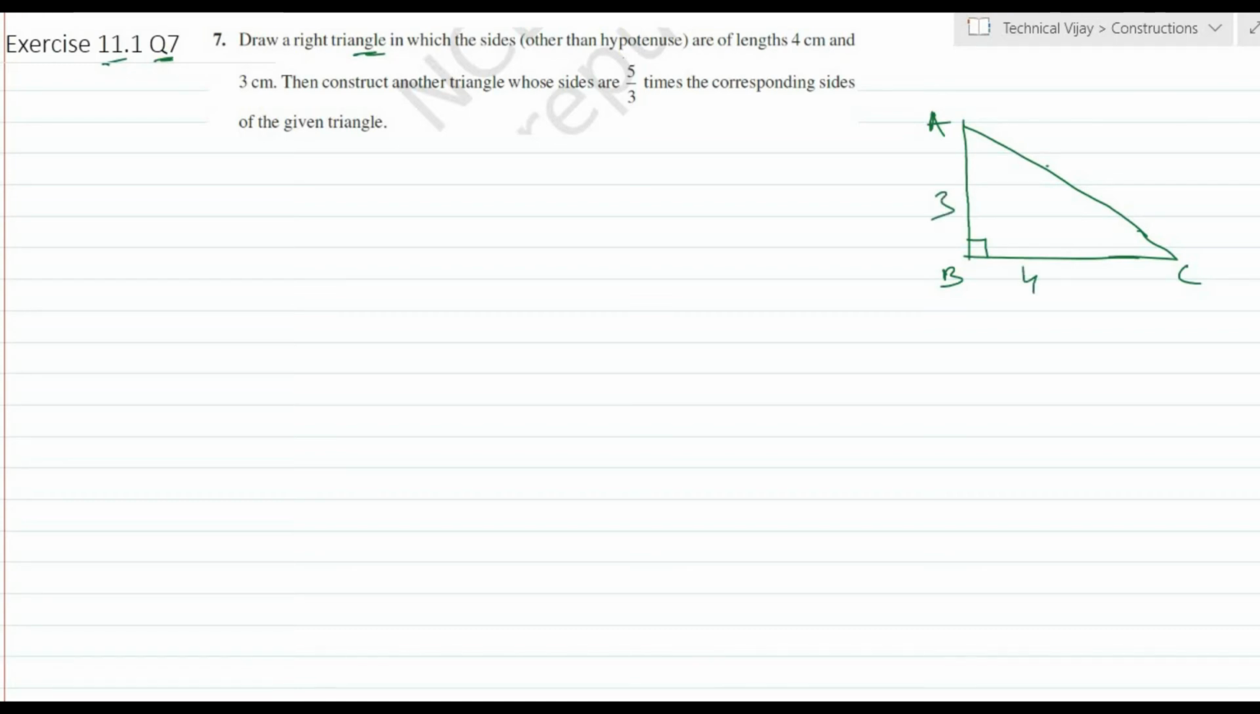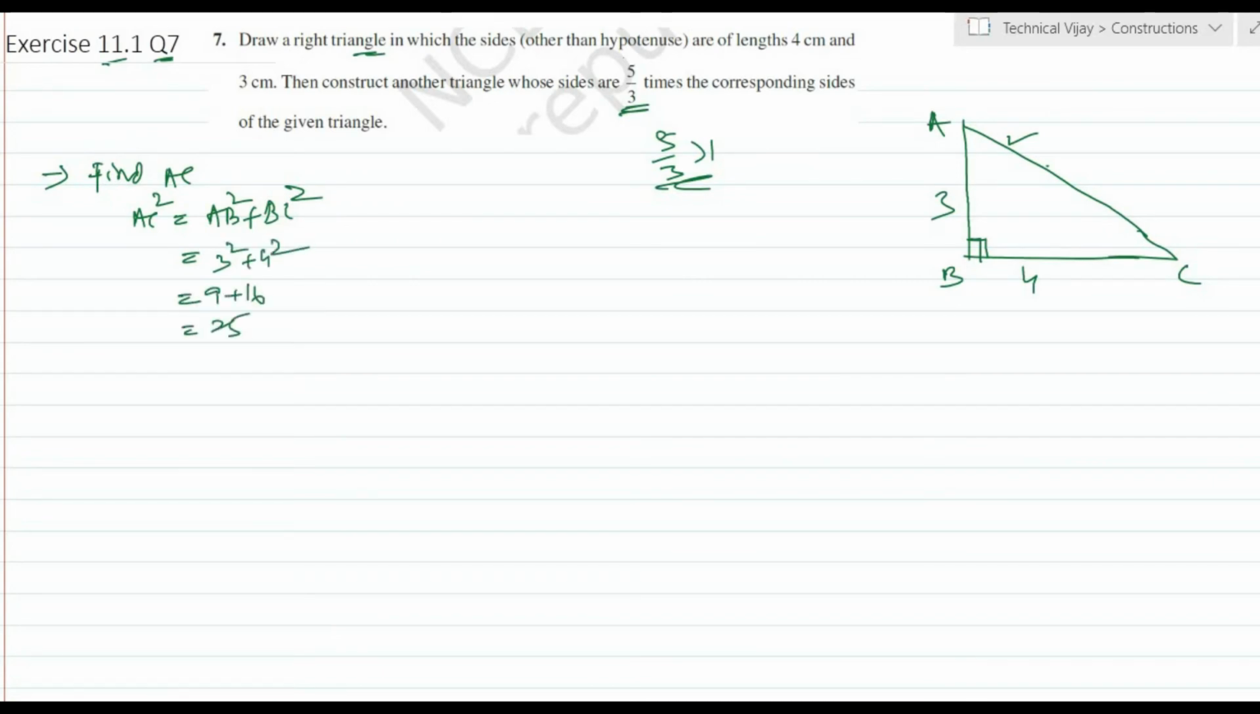Then construct another triangle whose sides are 5/3 times, that is, 5/3 is more than 1 here. First we have to construct this triangle. Since it is a right angle triangle, by the Pythagoras theorem we can find the third side. Find AC length: AC square is equal to AB square plus BC square, which is equal to 3 square plus 4 square. So 9 plus 16 is equal to 25. So AC is equal to square root of 25, so AC is equal to 5. So this is 5 centimeter.